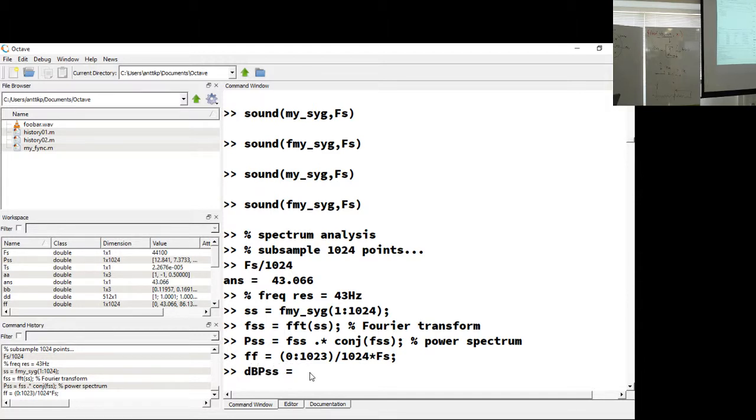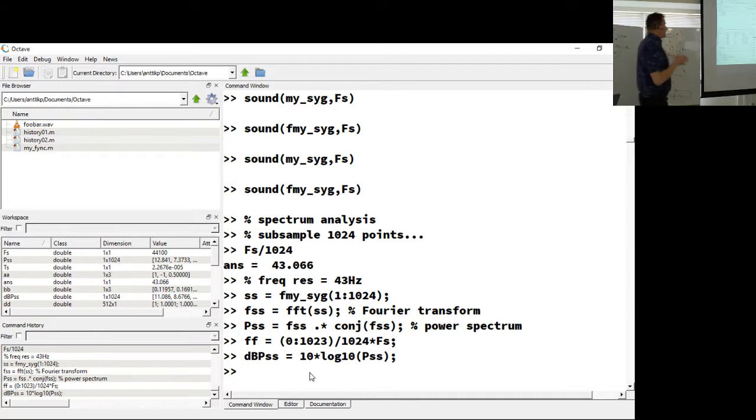dBPSS equals 10 times log10 of PSS. So we already have power in linear scale. We just need to translate that to logarithmic scale. As you can see, I don't have the reference power here. I could have it, but logarithmic scale is always a relative scale, so it doesn't need to be there. And I don't have the absolute calibration of the system either, so it really does not make a difference.